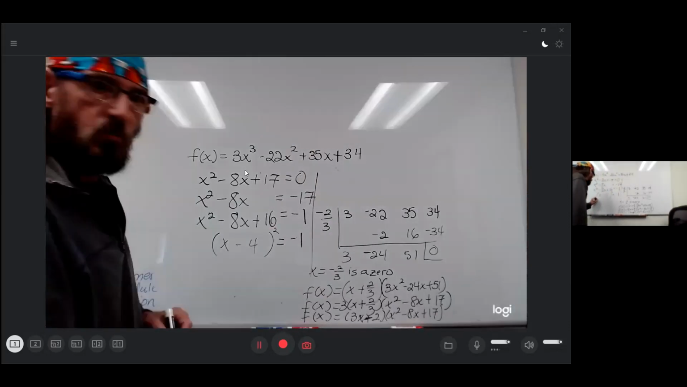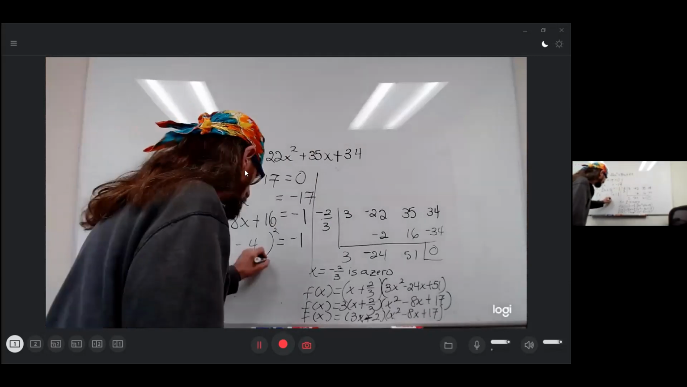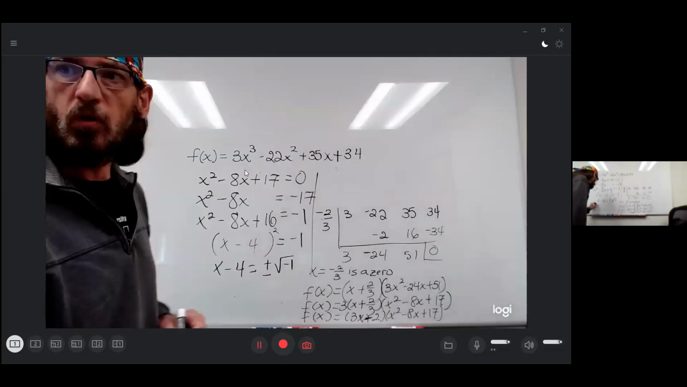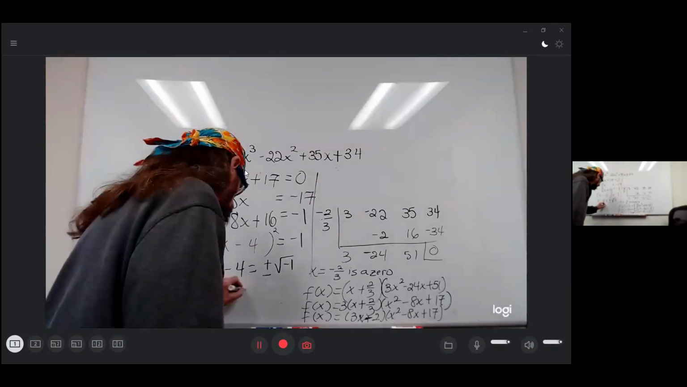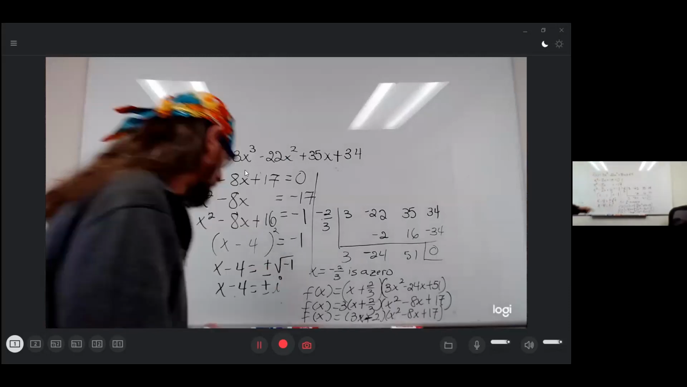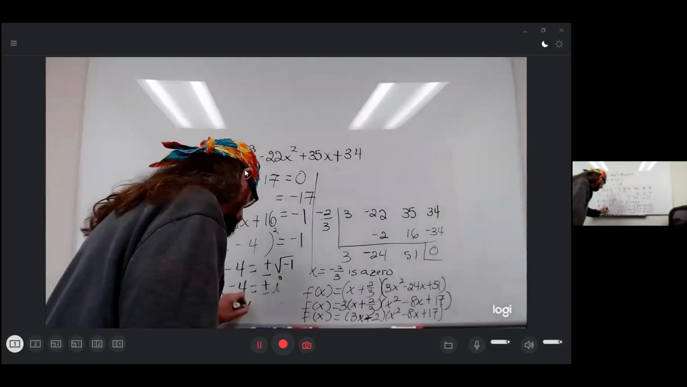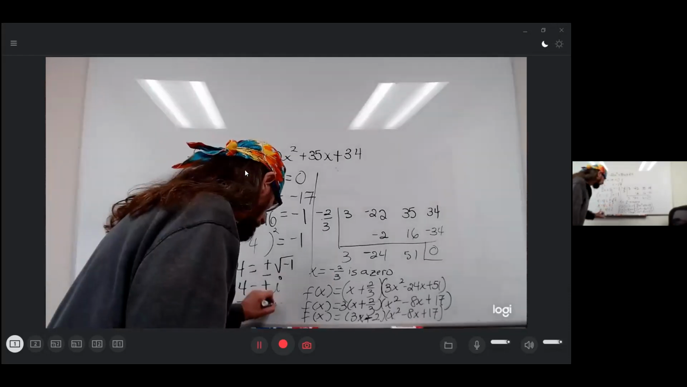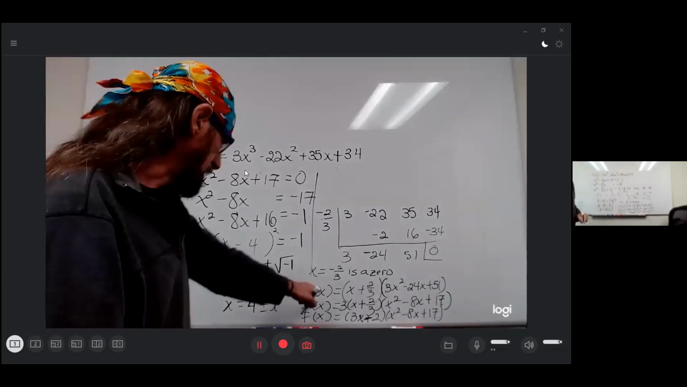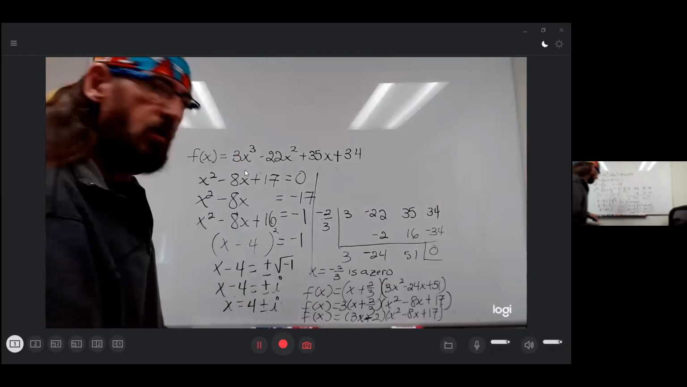Take the square root of both sides. Don't forget your plus or minus. Square root of negative 1 is i. And then isolate x. So we have the negative 2/3 and 2 complex solutions, all of our zeros.